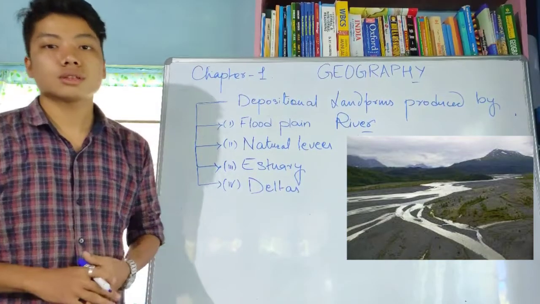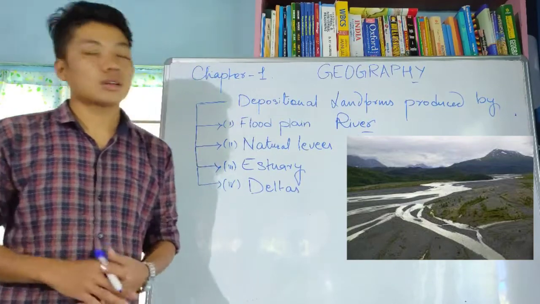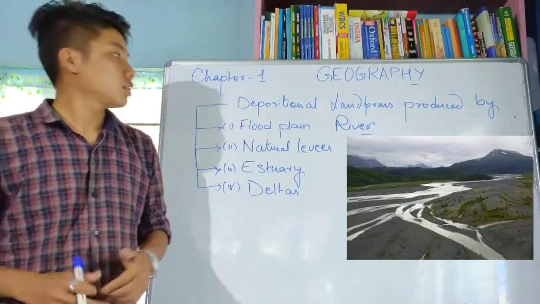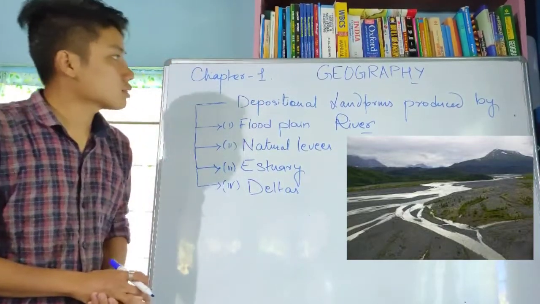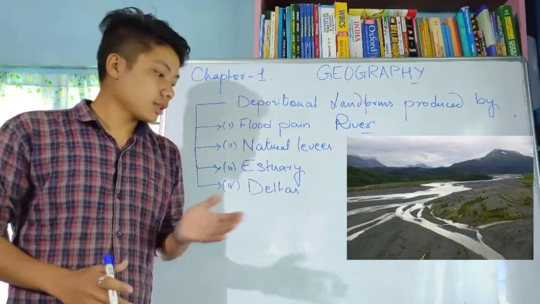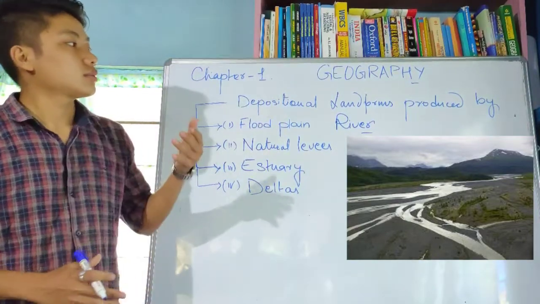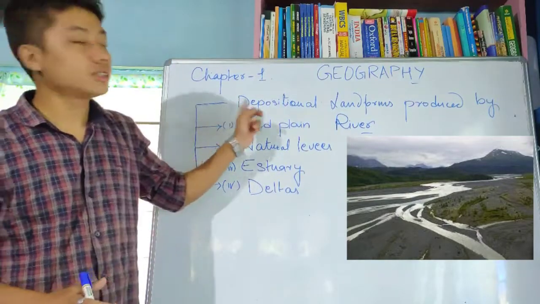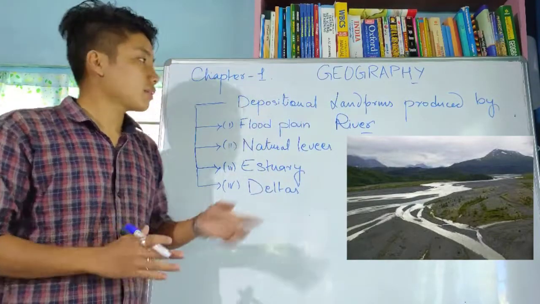Okay, welcome everyone. Today I am present here with another video of chapter 1 geography of class 10 West Bengal board. In the last class I discussed the different endogenetic and exogenetic processes and the erosional landforms. Today I'm going to discuss the depositional landforms produced by rivers.